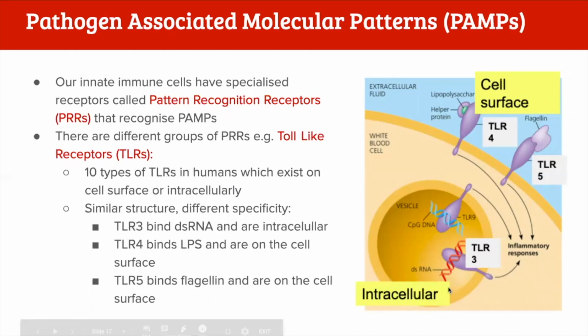So all of these toll-like receptors, they have similar structure but different specificity. So for example, your TLR3s will bind to dsRNA and are intracellular. TLR4 will bind to lipopolysaccharide and are on the cell surface. Oh, by the way, dsRNA is just double-stranded RNA. And TLR5 will bind to flagellin, and again, they're on the cell surface.